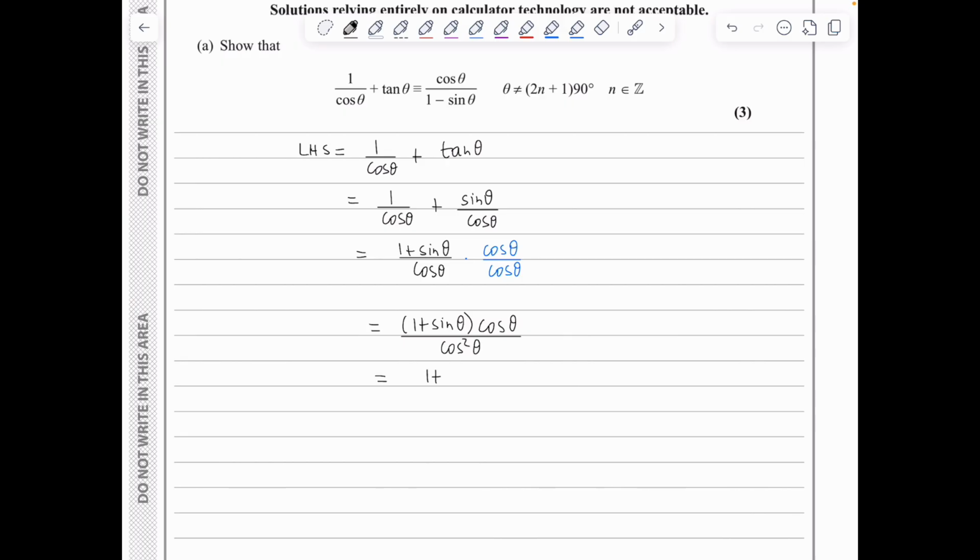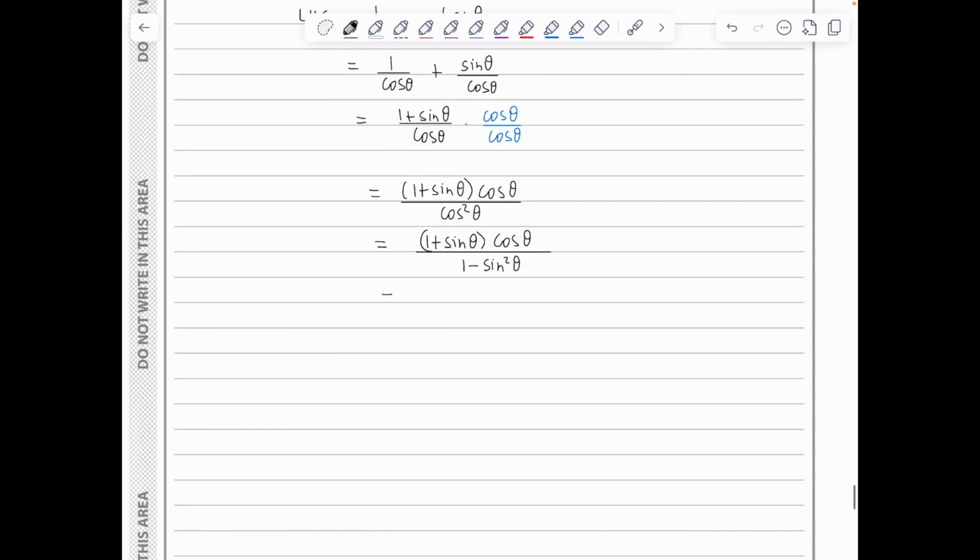Now the next thing to do is consider that sine squared plus cos squared is 1, and therefore the denominator will give me 1 minus sine squared theta, which I should be able to recognize as the difference of two squares. So we've got 1 plus sine theta times cos theta over 1 minus sine theta times 1 plus sine theta. Now it is obvious that we've got a nice simplification. The 1 plus sine theta is cancelling out, and we are left with cos theta over 1 minus sine theta, which is exactly the right hand side as required.